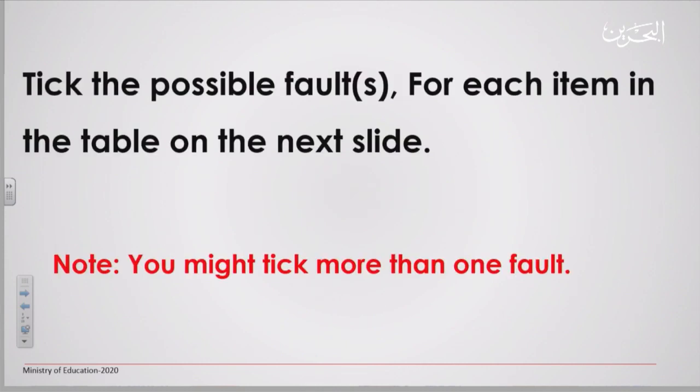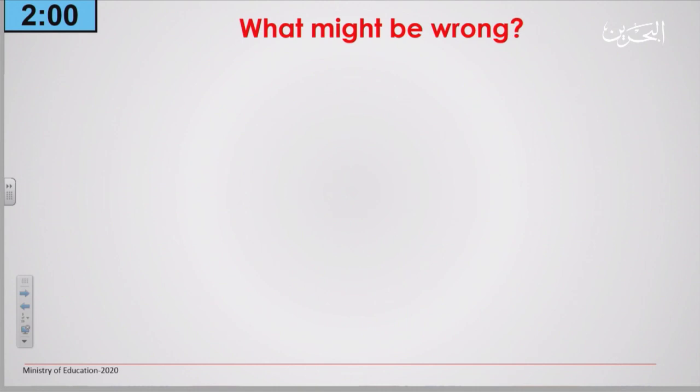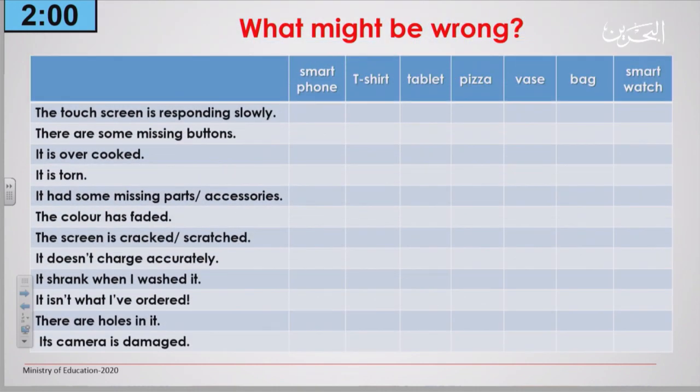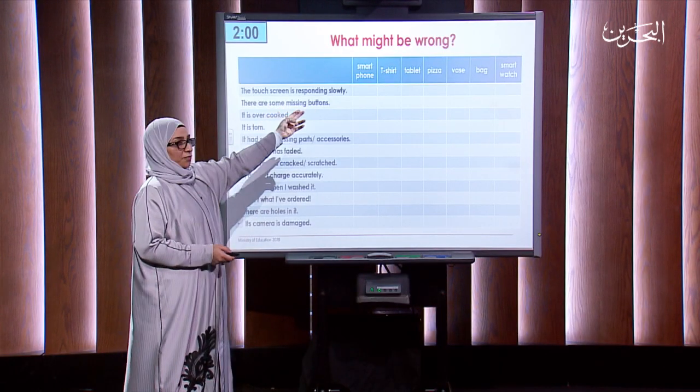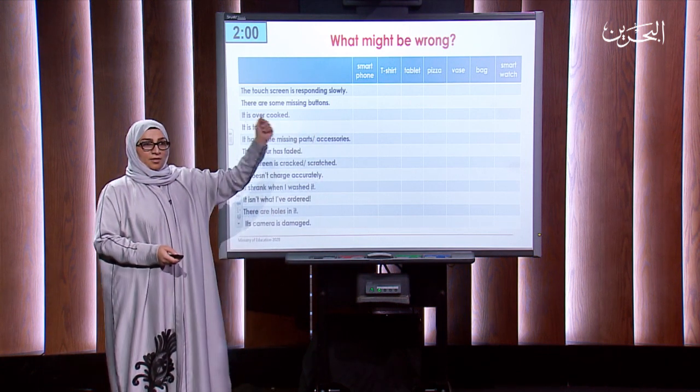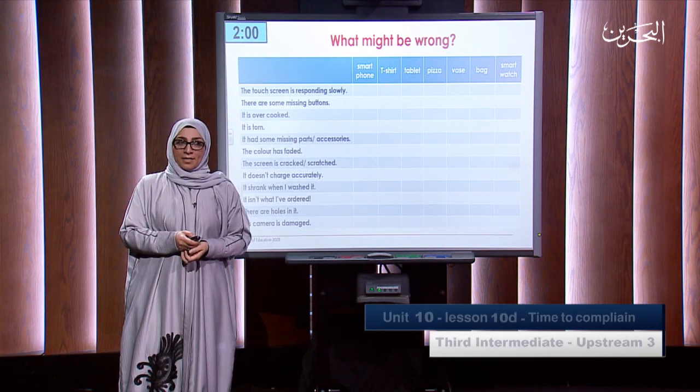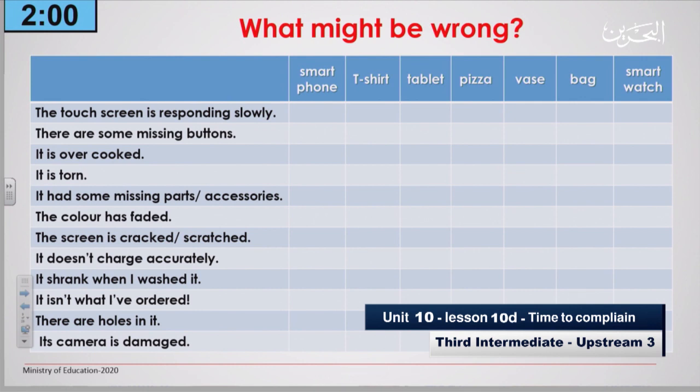Task 2. Take the possible faults for each item in the table on the next slide. You might take more than one fault. What might be wrong? Here, my dear students, you have a form with different faults or problems and different items. The items are smartphone, t-shirt, tablet, pizza, vase, bag, smartwatch.